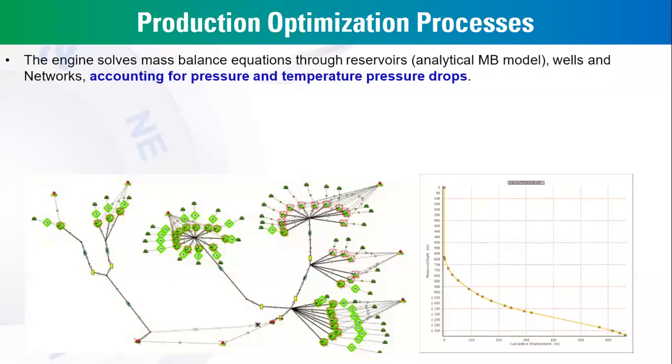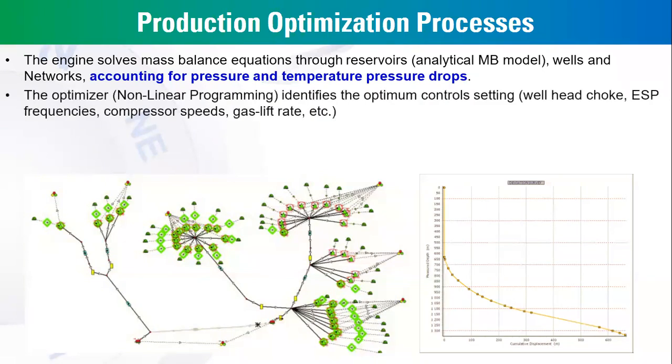So this production system optimization, as you can see, considers the mass balance equations and solves for the pressure and temperature drop across the different elements of this system. Using a specific optimizer, you can identify the optimum operating conditions, like the wellhead choke size and ESP and artificial lift design, and also the optimum separator conditions and so on.